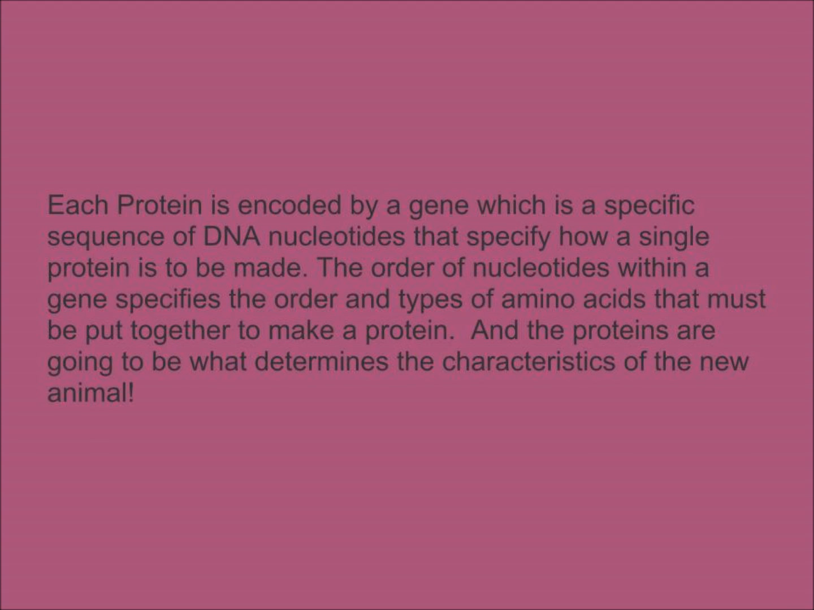Each protein is encoded by a gene, which is a specific sequence of DNA nucleotides that specifies how a single protein is to be made. The order of nucleotides within a gene specifies the order and type of amino acids that must be put together to make a protein. And the proteins are what are going to be determining the characteristics of the new animal.